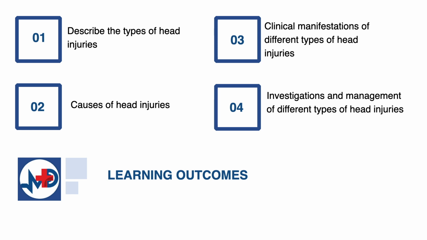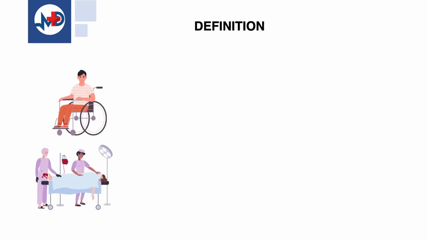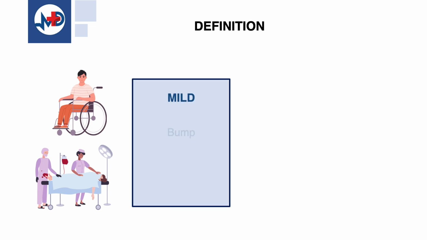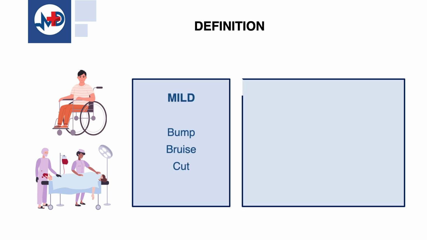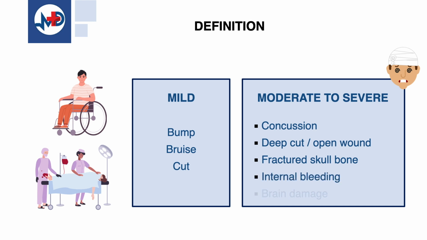Let's get started. Head injuries are one of the most common causes of disability and death in adults. The injury can be as mild as a bump, bruise, or cut on the head, or it could be moderate to severe in nature due to a concussion, deep cut or open wound, fractured skull bones, or from internal bleeding and damage to the brain.